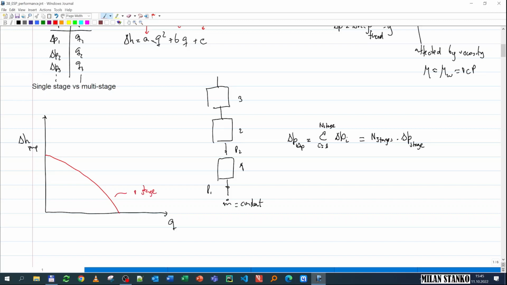And then for two stages, if I say that the two stages operate in the same way, then I simply double this value over here, double this value, something like that. And this will be for two stages.